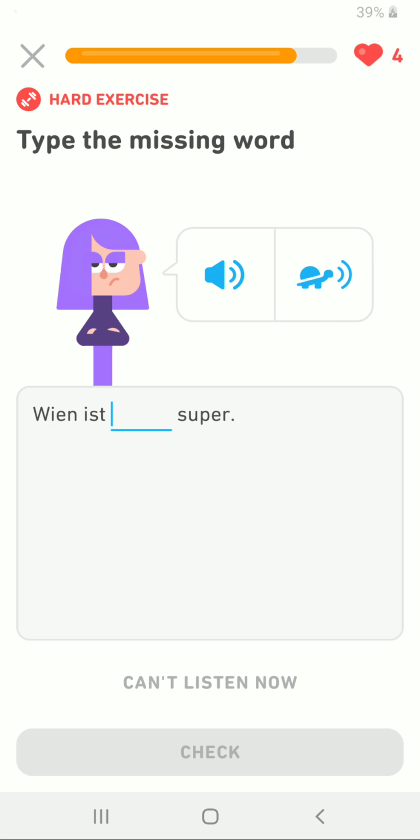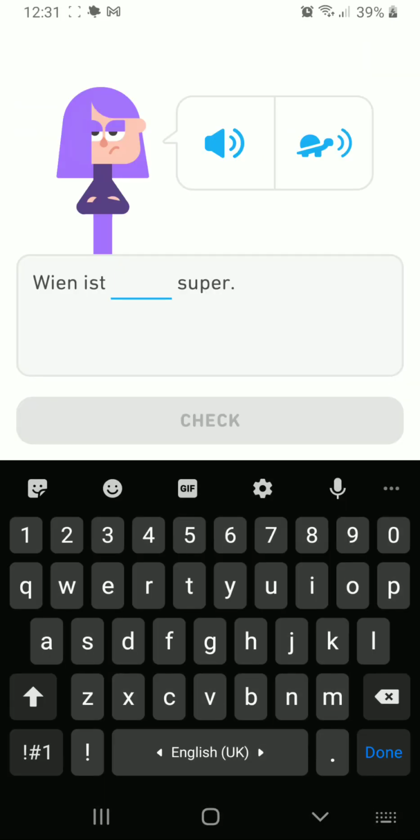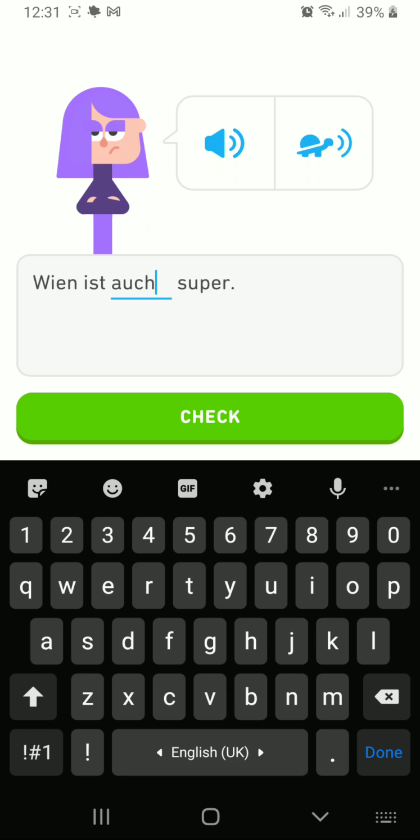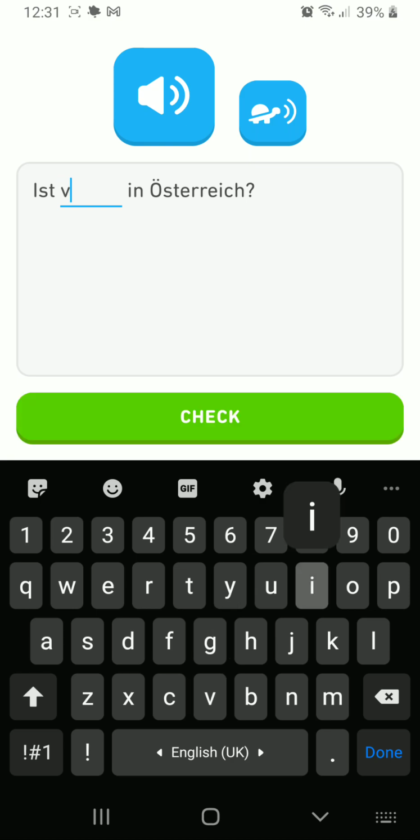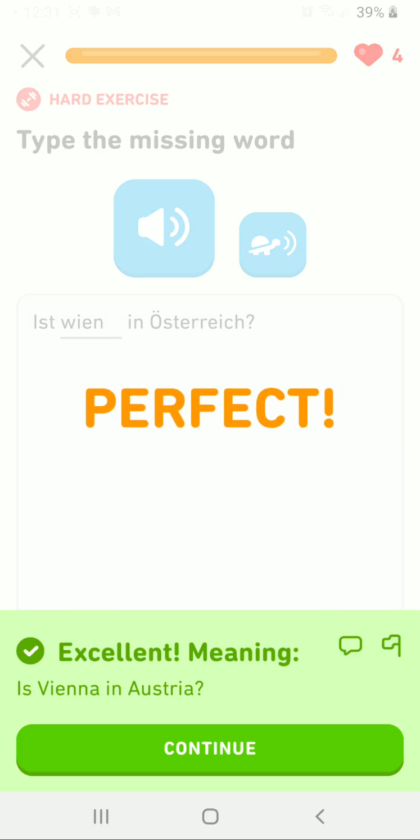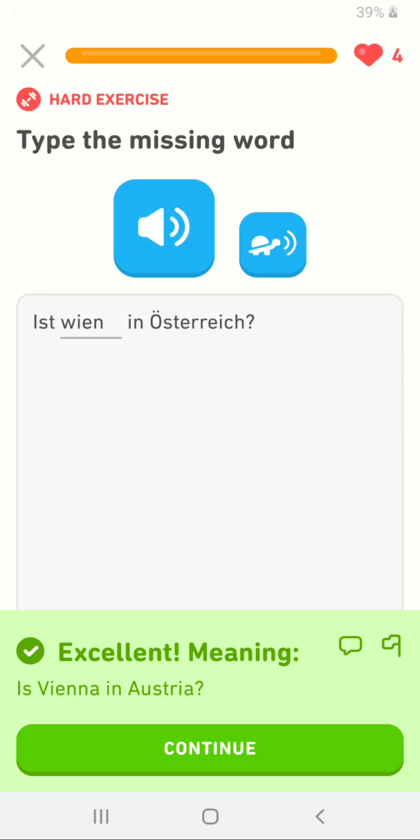Wien ist auch super. Ist Wien in Österreich? It's not "wine" like this, I guess. No, this is Wien, yes. Because the W, of course, is pronounced as a V. So that's why you write it like this. Ist Wien in Österreich? Ja. Wien ist in Österreich.